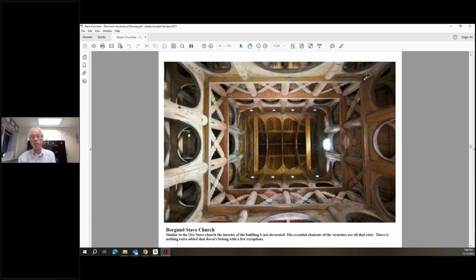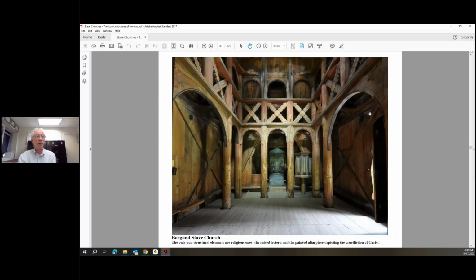Everything in these buildings, there's total efficiency here. Everything has a purpose. Every piece of wood is there for structural purposes. Now, there's decoration that's done to them, carving work, but every piece has a structural function. All right, and here we are in the nave looking towards the chancel and the altar. Got this really cool elevated lectern here.